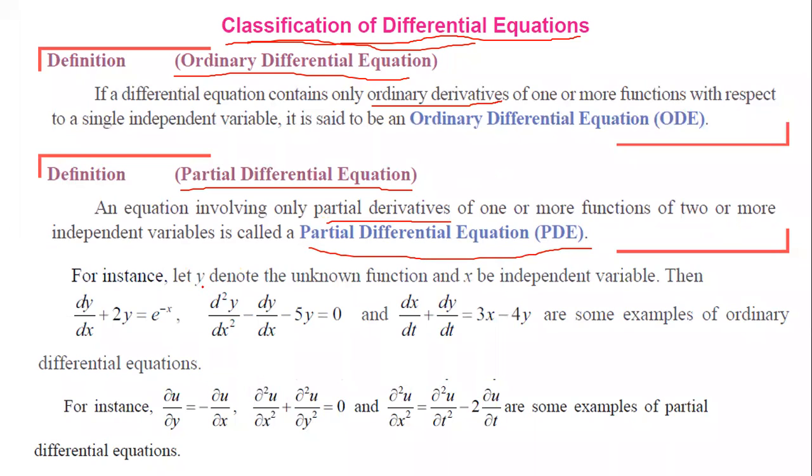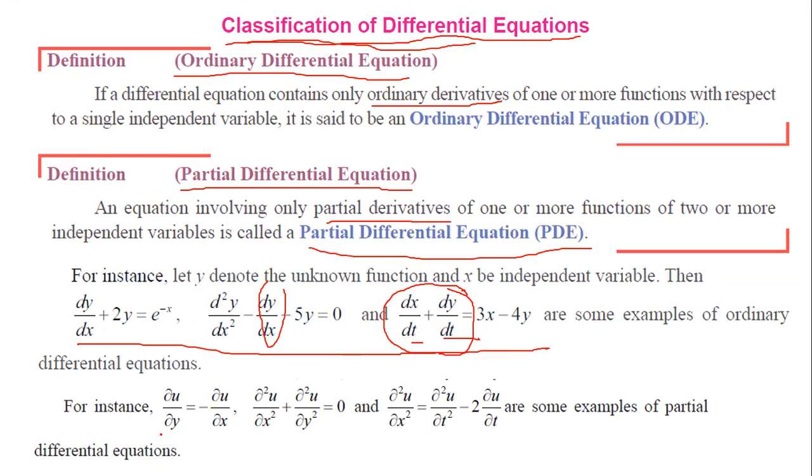For instance, let y denote the unknown function and x the independent variable, then dy by dx plus 2y equals e power minus x. See, these equations involve only ordinary derivatives. It is not only dy by dx. See this equation. It contains both x and y as dependent variables and t as the common independent variable. Then we can write this as an ordinary differential equation.